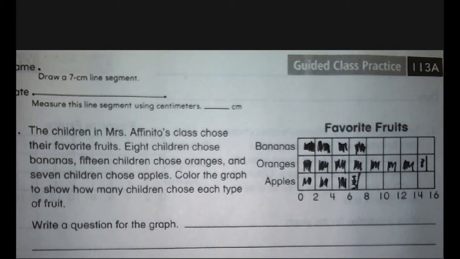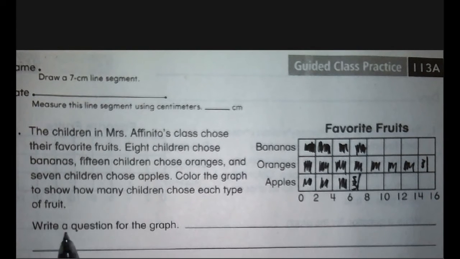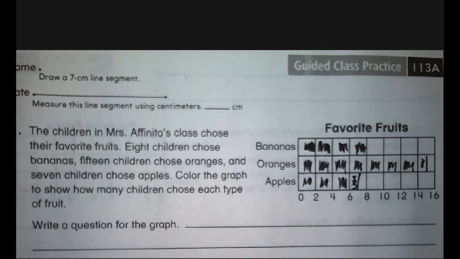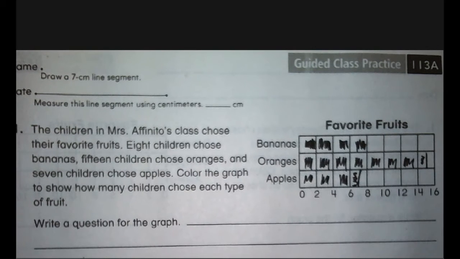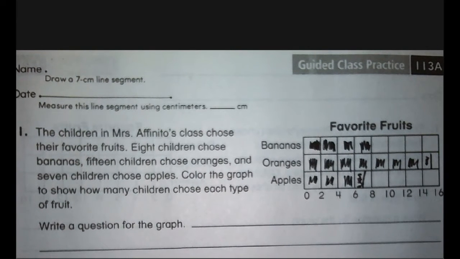Now, for the second half of number 1, it says, write a question for the graph. Well, I know I can't hear you guys right now, so it's going to be hard to hear what you guys want to ask about the graph. But I guess my question would be, why didn't anybody choose cherries? But it's not really about the graph, I guess. I mean, that's just personal preference. So let's look at the graph. I guess we could ask why they counted by 2s.